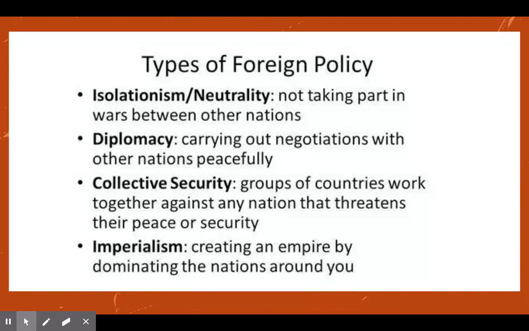We are definitely a part of groups that believe in collective security, which are groups of countries that work together against any nation that threatens their peace or security. Have you heard of the United Nations? And yes, we have been imperialistic, which means we have created an empire by dominating nations around us. So, imperialism sounds a lot like colonization. You're going to see a lot of similarities, but there are some minor differences. But if you're thinking to yourself that imperialism sounds like colonization, you're on the right track.